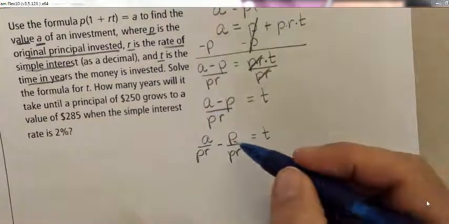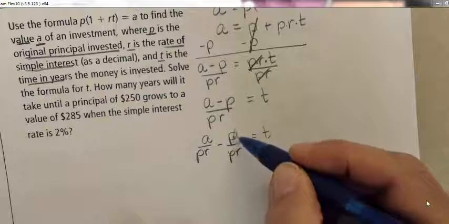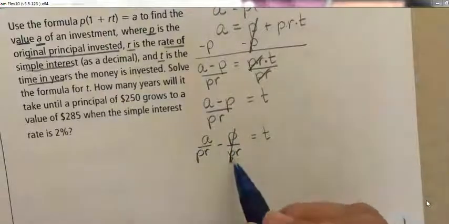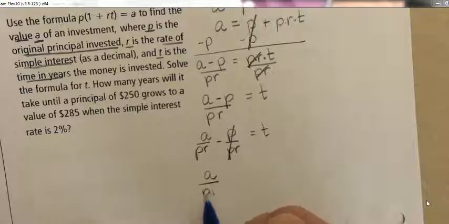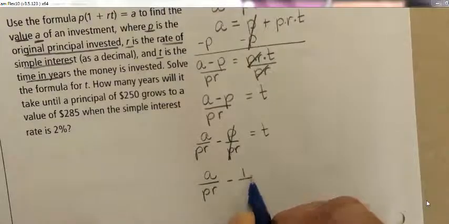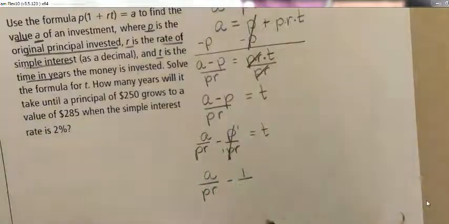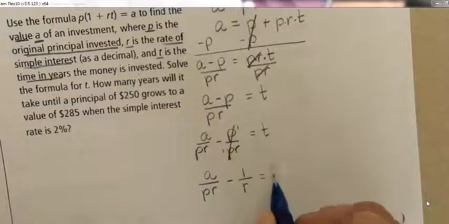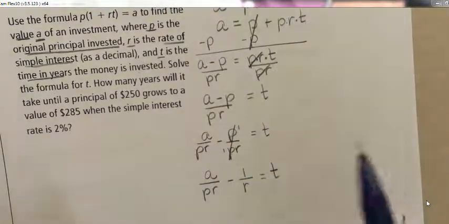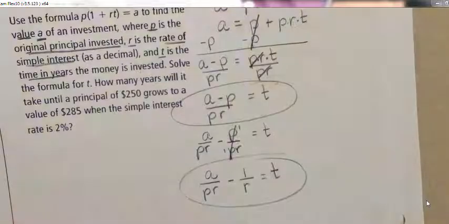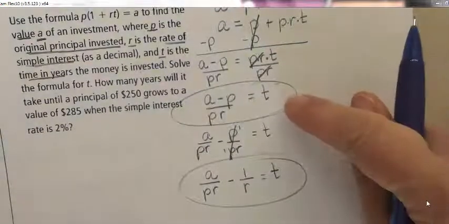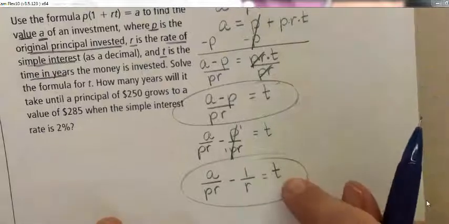The cool thing about this way is now you can even simplify a little bit more. The p divided by p becomes 1. So this would be a over p times r minus 1, right? These reduced and gave us 1s. 1 over r equals t. Either one of these is totally fine. So you could use this one or you could use this one. Both of those are 100% correct. This one, you can just stop there. It's easier, but it's important that you know how to do this.